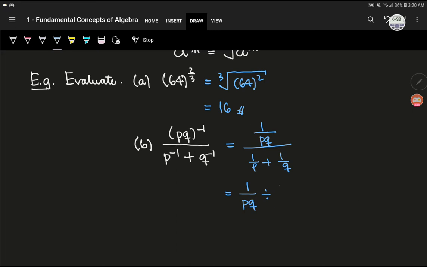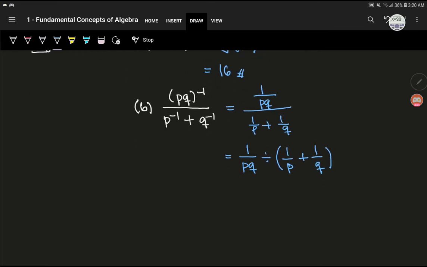divided by... which one should I use? This one is quite complicated. So for the denominator, we should just put it into one fraction with denominator PQ. So we have Q plus P over PQ.